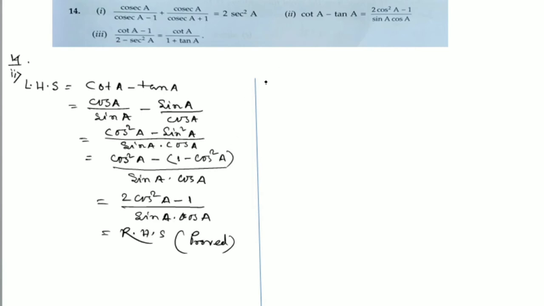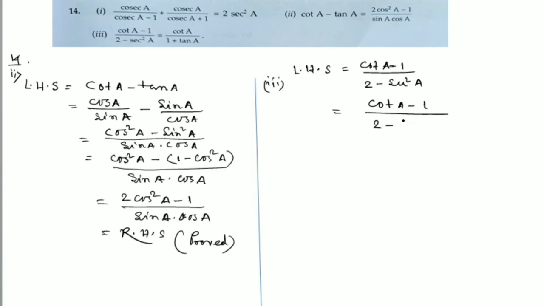Next we will solve problem number 3. And the problem is cot A minus 1 divided by 2 minus sec square A is equal to cot A divided by 1 plus tan A. We have to prove it. So it will be cot A minus 1 divided by, here in the denominator you see it is given tan A, so here we convert the sec square A into tan square A. So it will be sec square A means 1 plus tan square A. So 1 plus tan square A.